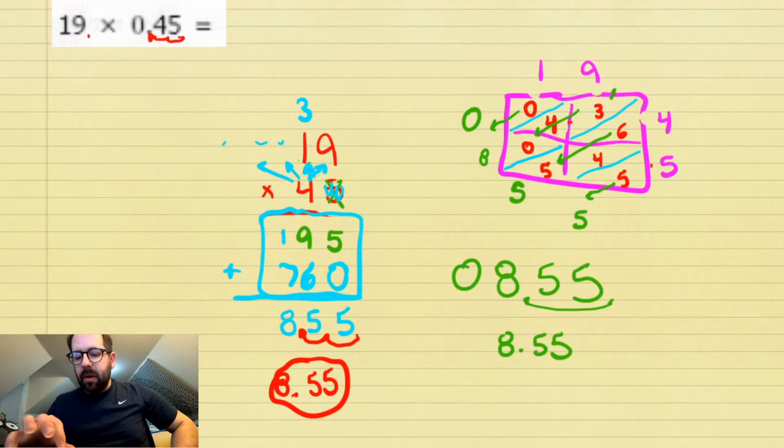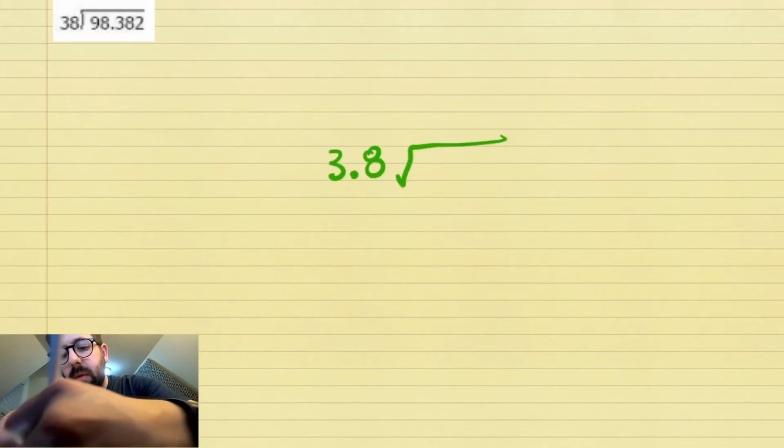Okay, let's go to the last problem here. Last one. Absolute last problem. Okay, we're dividing. Now, the good news on this one, the number outside the house, the divisor, the number I'm dividing by, is a whole number. It's 38. If that was a decimal, so let's say it was, I'll make this up, let's say it was 3.8 on the outside.